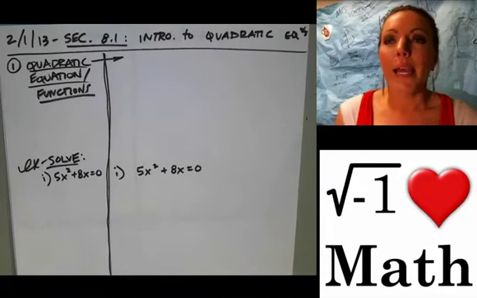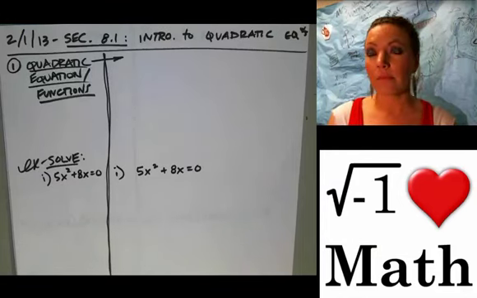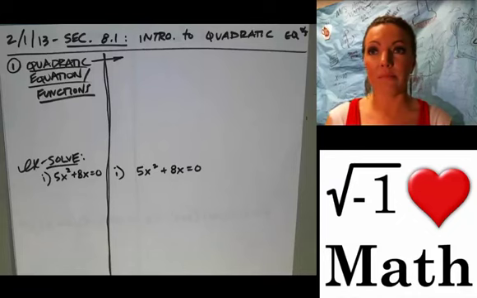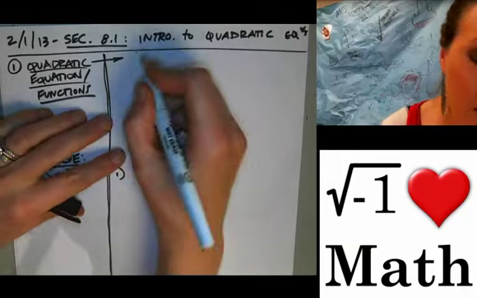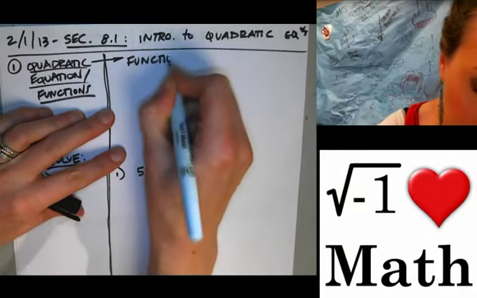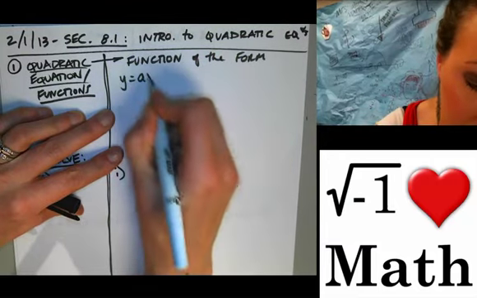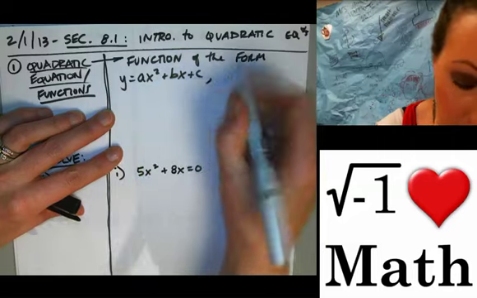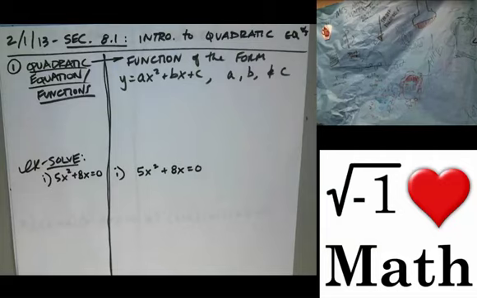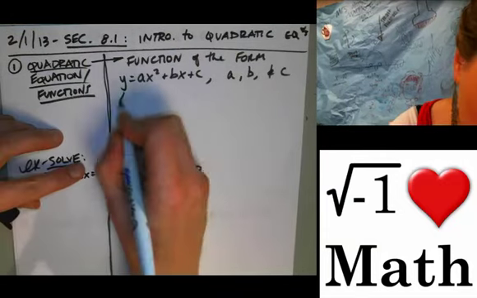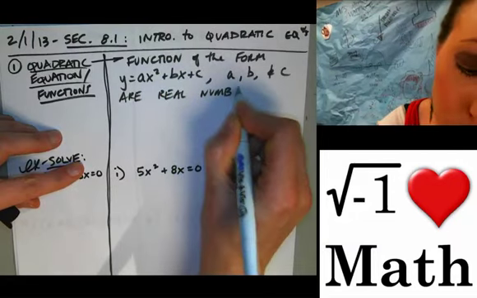Anybody remember what a quadratic function is? Lorenzo? Yeah, good. So a quadratic function is a function of the form y equals ax squared plus bx plus c, where a, b, and c are all real numbers. And a cannot be equal to 0.